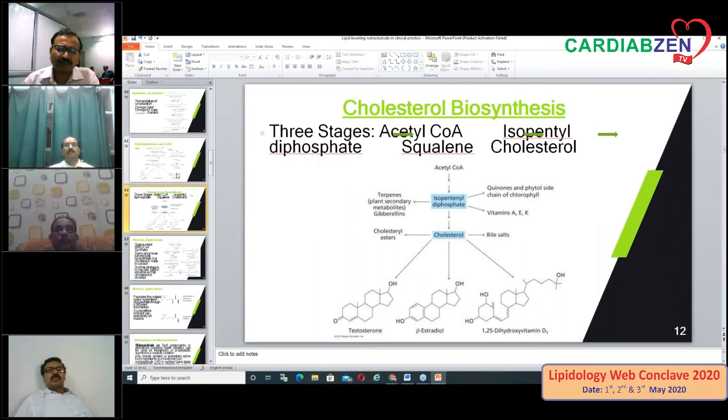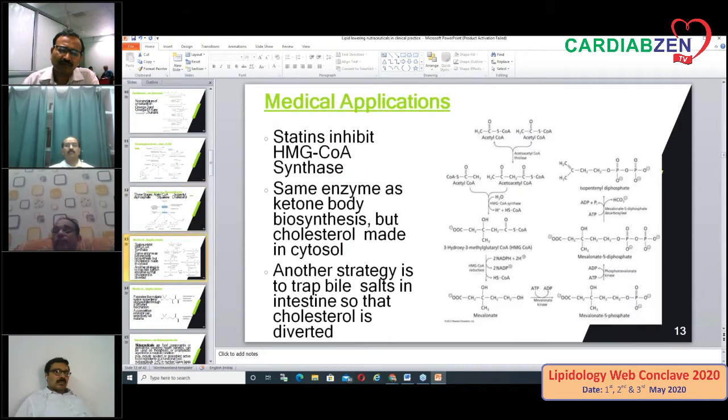And of course, cholesterol is required for testosterone synthesis, estradiol synthesis, as well as synthesis of steroid hormones, and of course 1,25 vitamin D3. This is the stage where clinicians come into the picture, because most of the clinical manifestations take place because of deficiency of one or more of the hormones or steroid pathway.